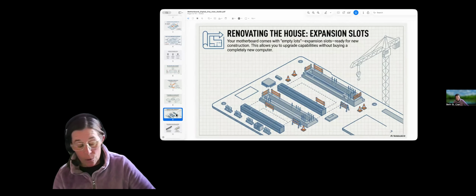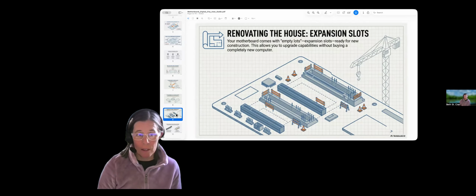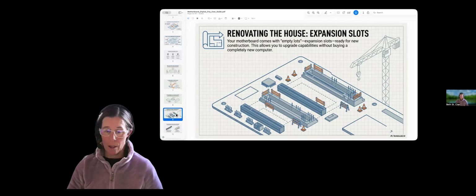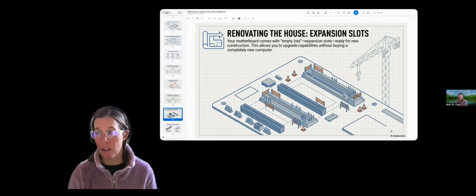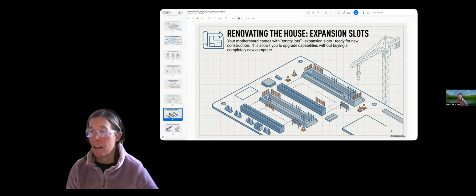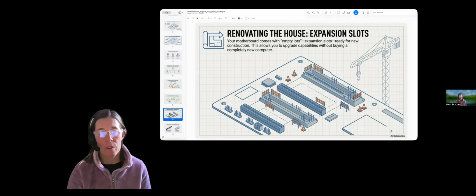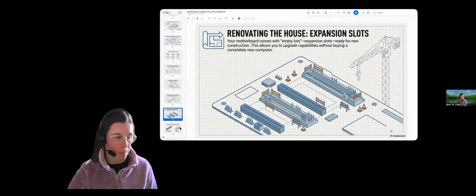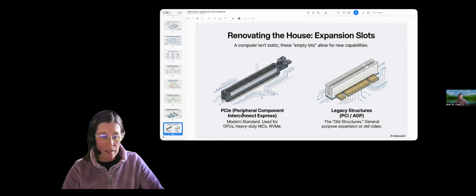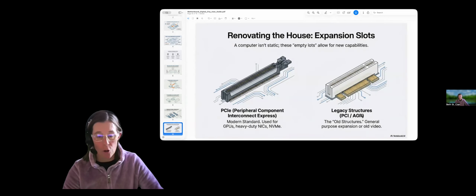Okay, so let's move on to expansion slots. Expansion slots have 2 types. So we have the newer and we have the older. Think about expansion slots as empty lots, and they usually do stay empty on a motherboard. This is so that you can expand the functionality of your computer. This allows you to upgrade and make it faster, better, stronger without having to buy a completely new computer. So we've got the new components and we've got the old. PCIe is new, and legacy structures are PCI, drop the E, and AGP.